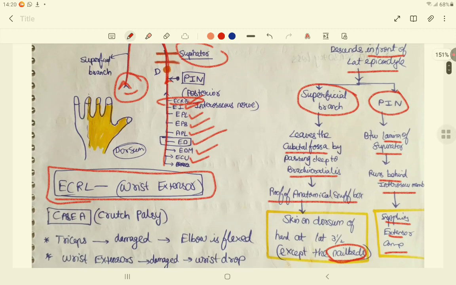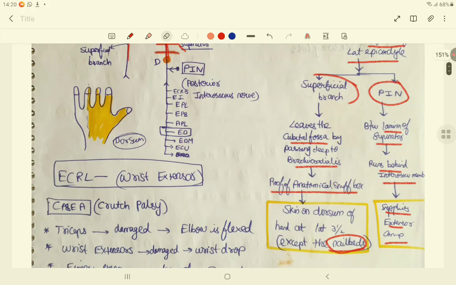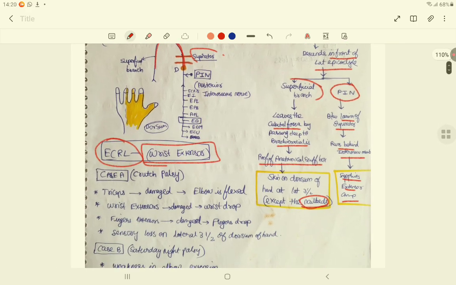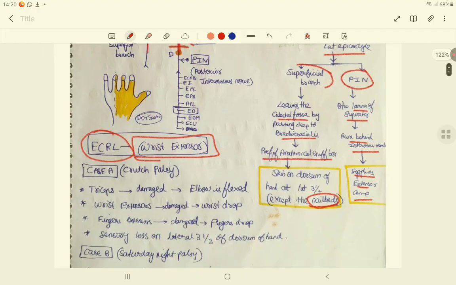Now let us talk about the clinical anatomy, right? Whenever there is some damage caused to the radial nerve, just keep in mind the extensor carpi radialis longus. It is also known as our wrist extensor, right? You'll know about them when I talk about the injury to the radial nerve. So now we have got our case A. So what happens in case A?